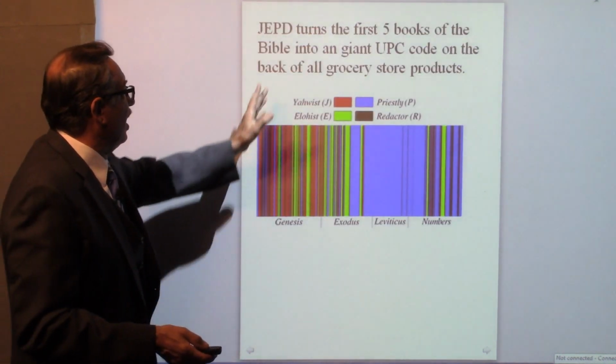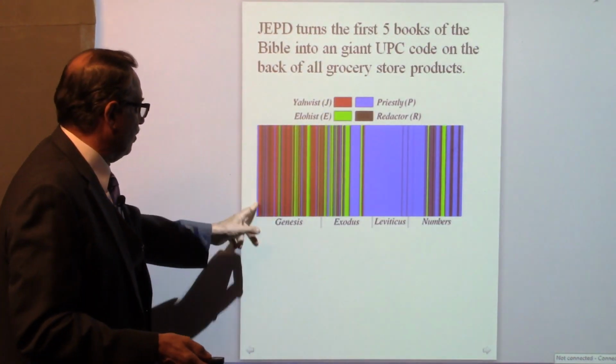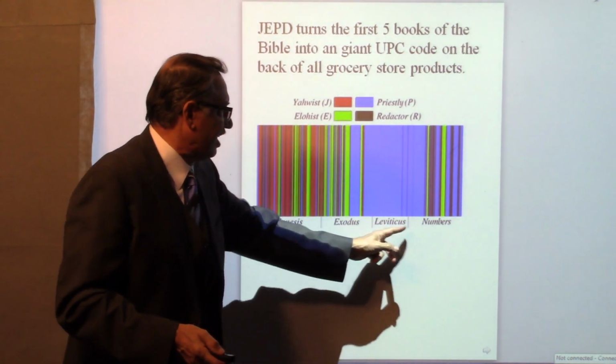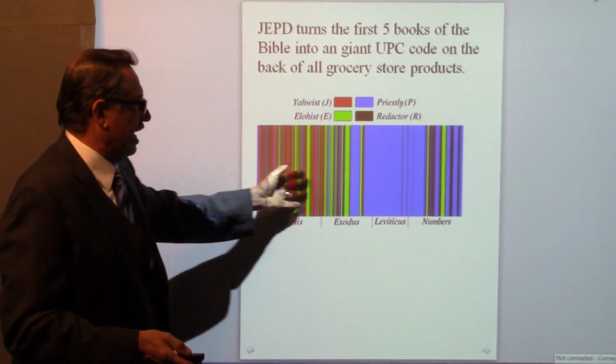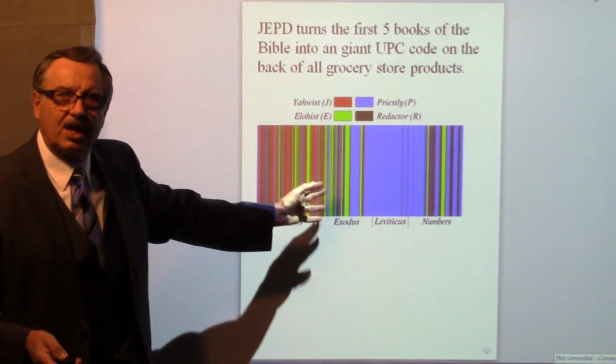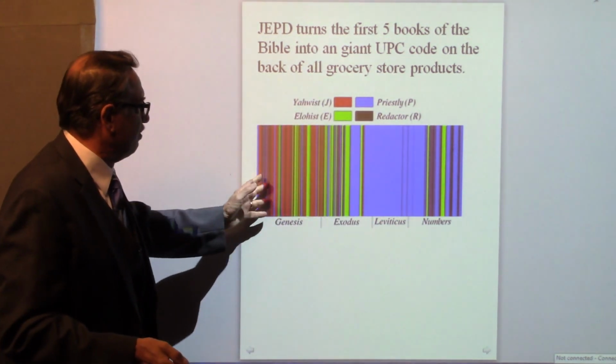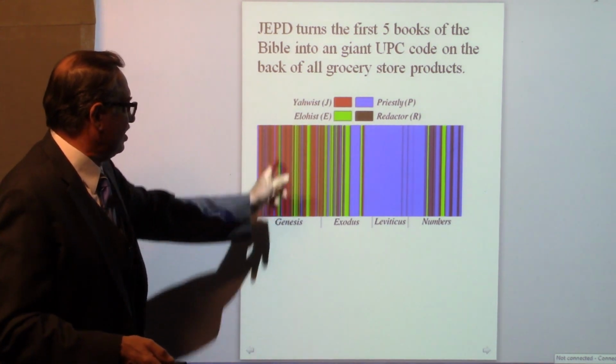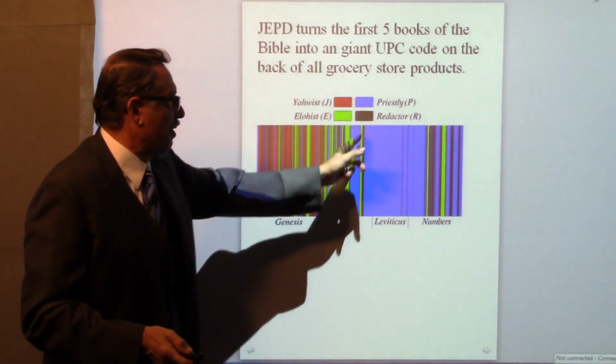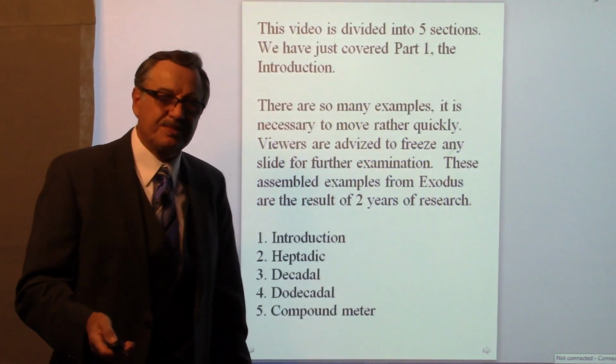And if we apply this color coding to Genesis, Exodus, Leviticus, and Numbers, we have what looks like a giant UPC code that you find in the back of a Campbell's soup can or any other grocery store product. And so you'd have all these different strands that the so-called redactor put together.